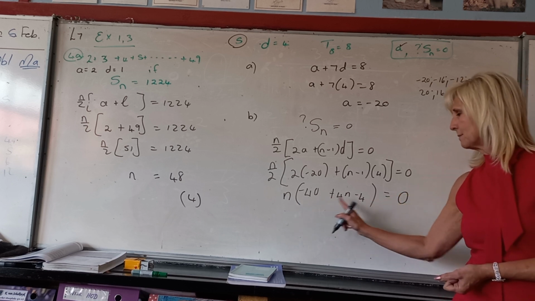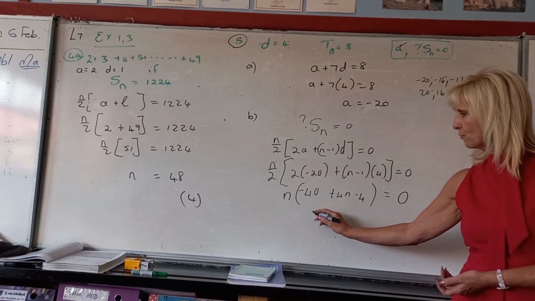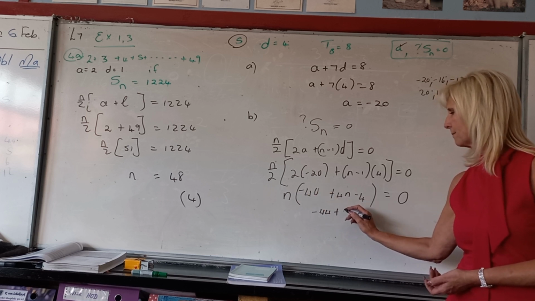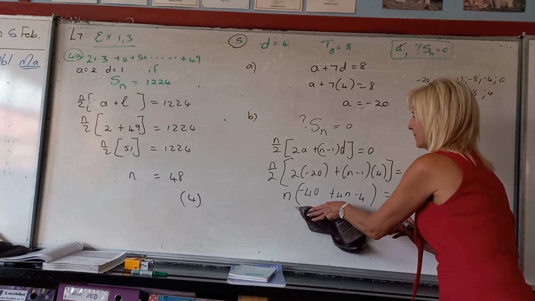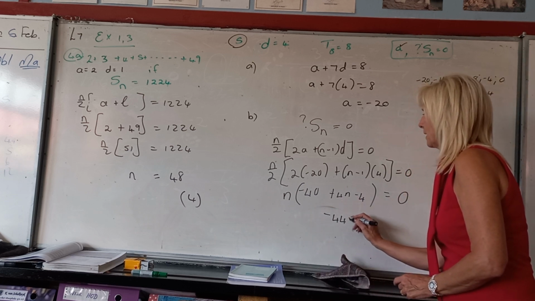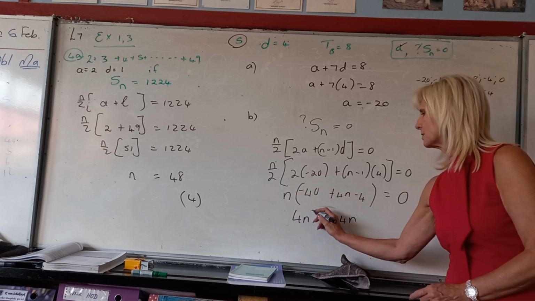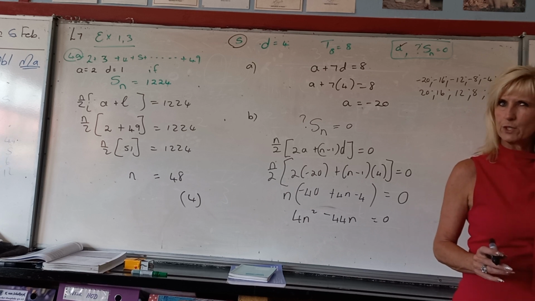So if I now simplify this, let's just take a shortcut. This would be negative 44, right? Yes. Times the n. Let's go quicker. So it's negative 44n. And then this would have been 4n times n, which is 4n squared, equal to 0. Answer. What do I do now?